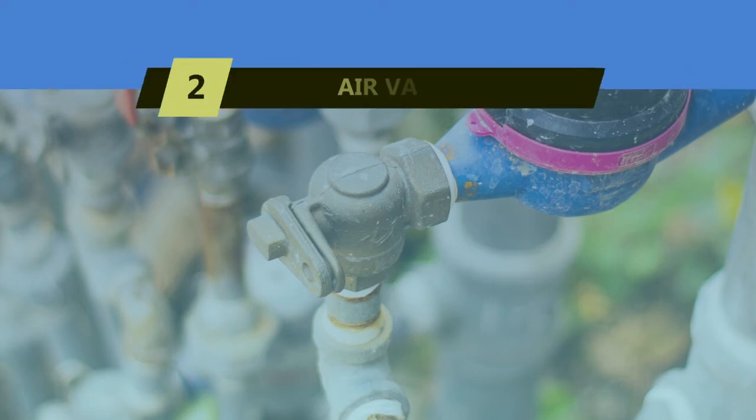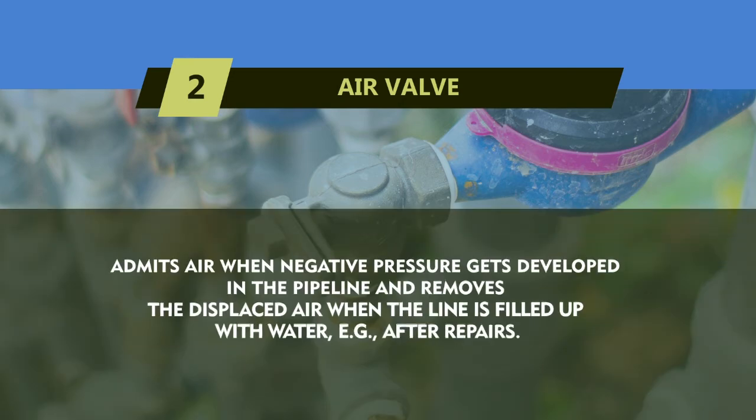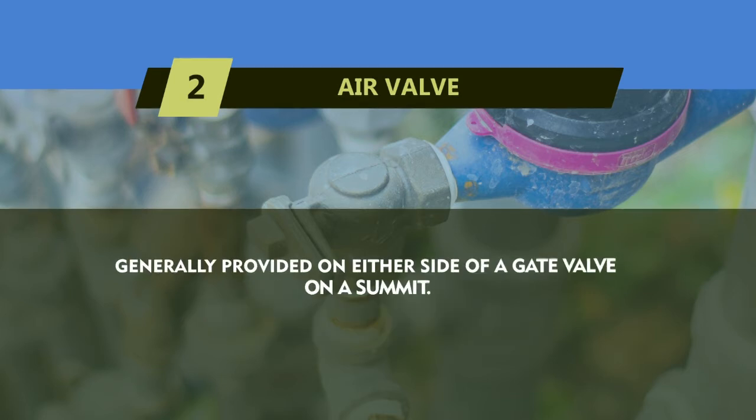The second type of valve that we need to discuss are the air valves. The air valve admits air when negative pressure gets developed in the pipeline, and it removes the displaced air when the line is filled up with water, for example after repairs. These are generally provided on either side of a gate valve on a summit to allow the entry of air and to expel the extra air as and when needed.